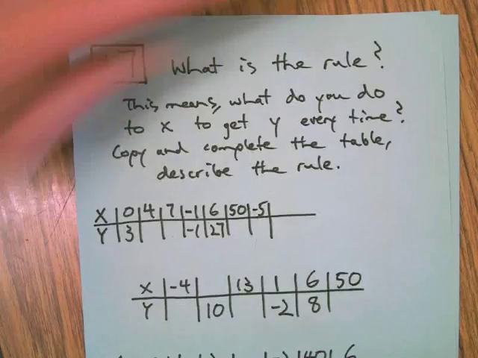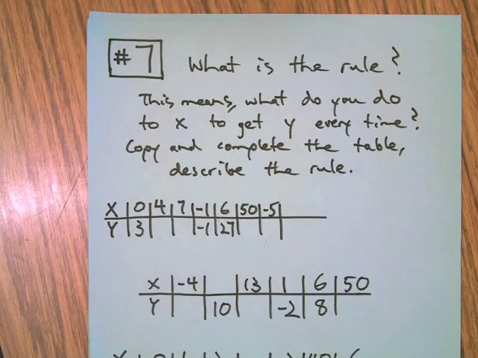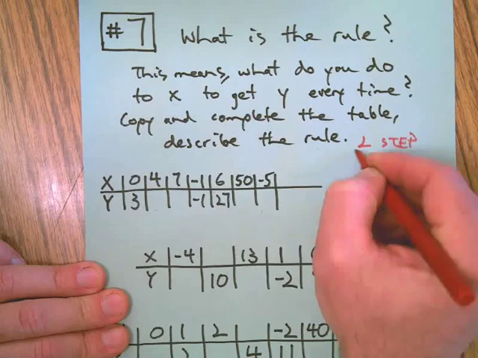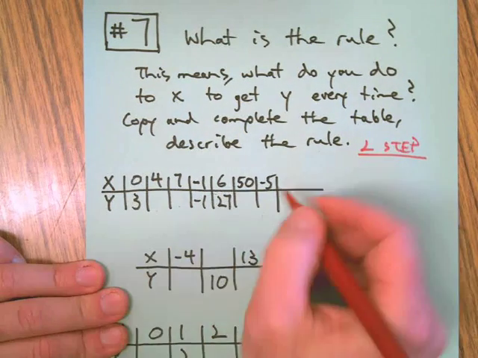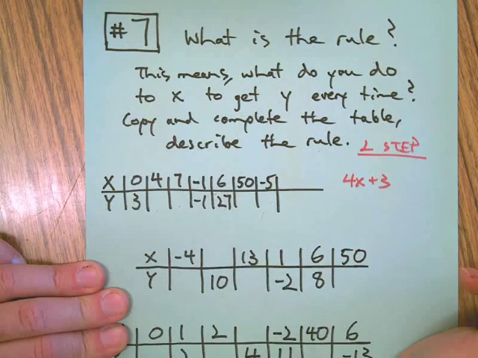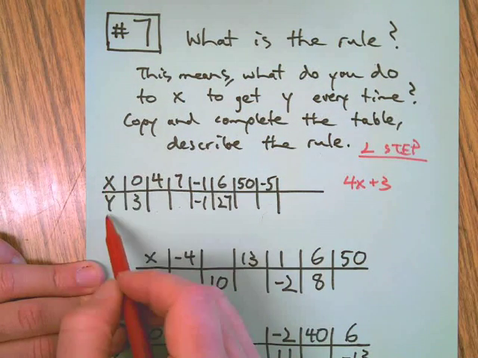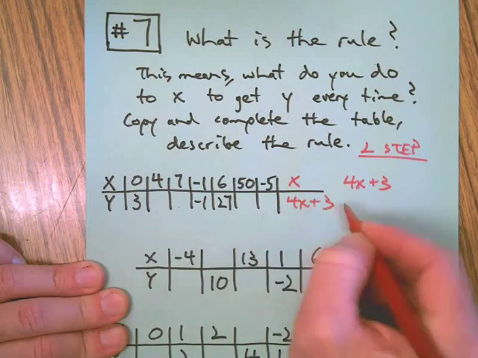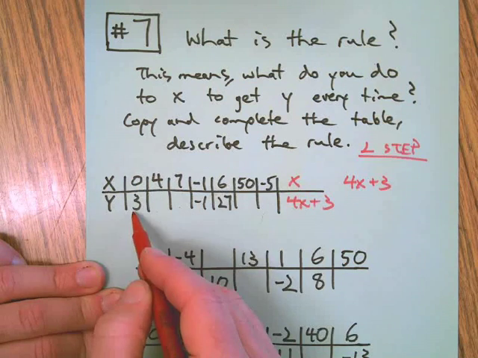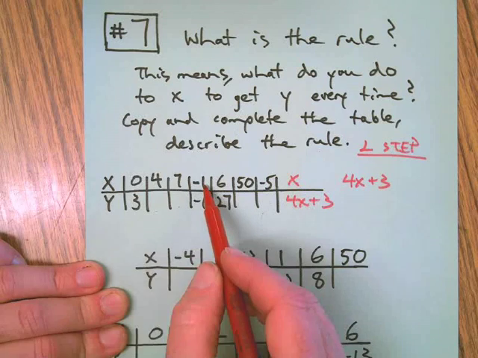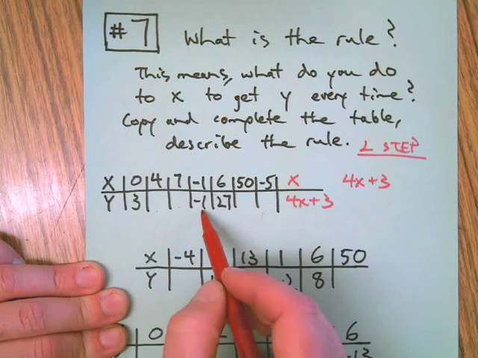What is the rule? Guess the rule. Okay? What do you do to x to get y every time? This one is, these are all 2-step rules. Okay? So first of all, this one is 4x plus 3, which means I times x by 4 to get y. Okay? 0 times 4 plus 3 is 3. 6 times 4 plus 3 is 27. 1 times 4, negative 4, plus 3 is negative 1.